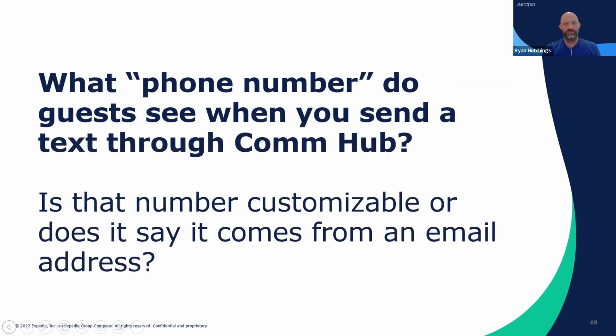What phone number do guests see when you send a text through CommHub? Good question. So when you send a text message through CommHub, it does come from a randomized phone number through the text message system. We are looking at ways to be able to have that come from a non-phone number. So it looks more like when you get a text that doesn't show an actual phone number. And then also we're exploring opportunities if we could send it from a unique phone number for each property manager that then would forward to your property. Neither of those are happening right now, but we are looking into those and exploring our options there.